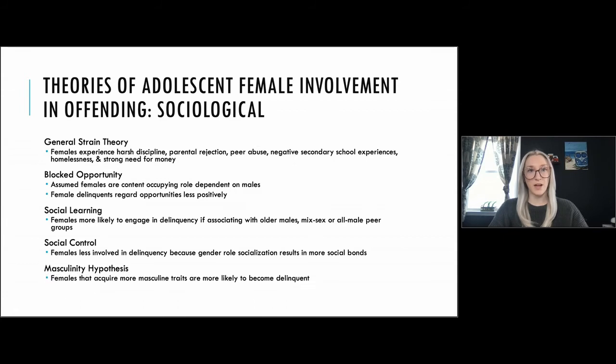And then the masculinity hypothesis says that as females acquire more masculine traits, they'll then be more likely to become a delinquent offender.